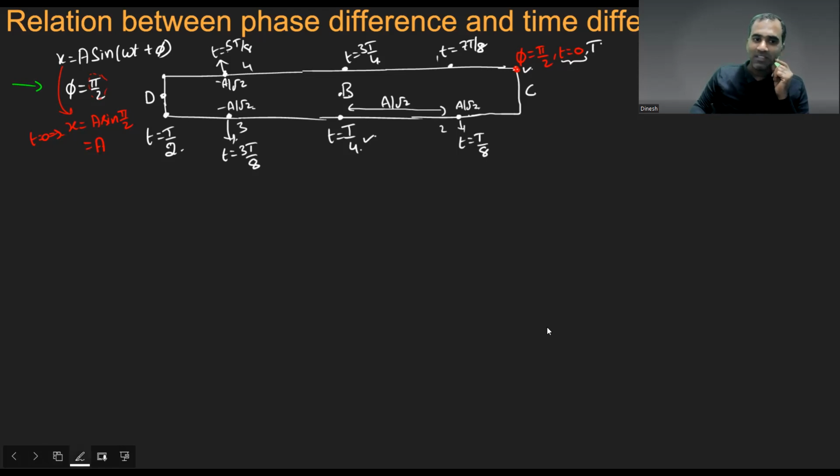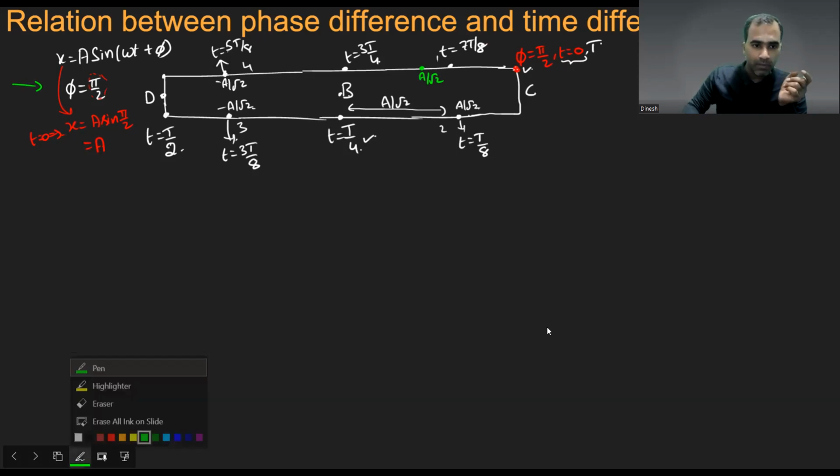Okay. Now I'll ask you about a different point which you have not seen till now. Let's see who will answer me. I'm talking about this point, the midpoint between the mean and extreme positions. A by 2, not A by root 2, A by 2. How about this point? A by 2 here, here, here, and here. This is the minus A by 2 point.